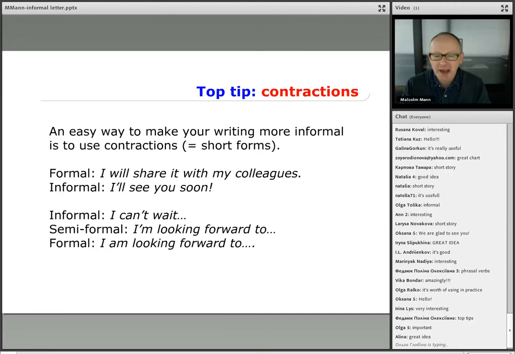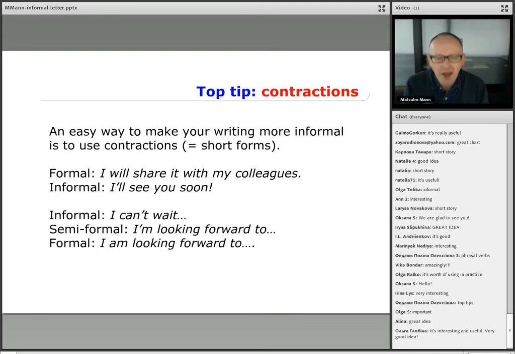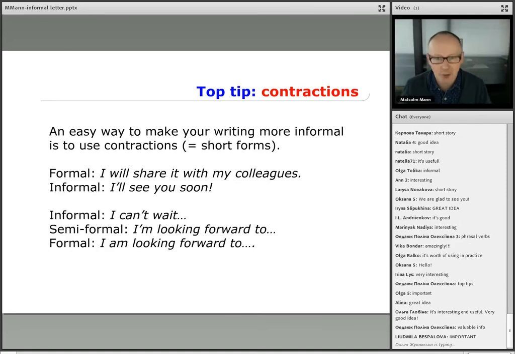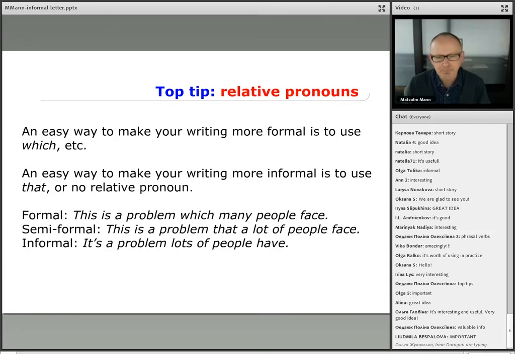So I will share it with my colleagues as formal. I'll see you soon is informal. I can't wait. Not I cannot wait. I can't wait. And that's why semi-formal, I'm looking forward to. Formal, I am looking forward to without the contraction. And very formal, I look forward to, of course. So use contractions in informal writing.